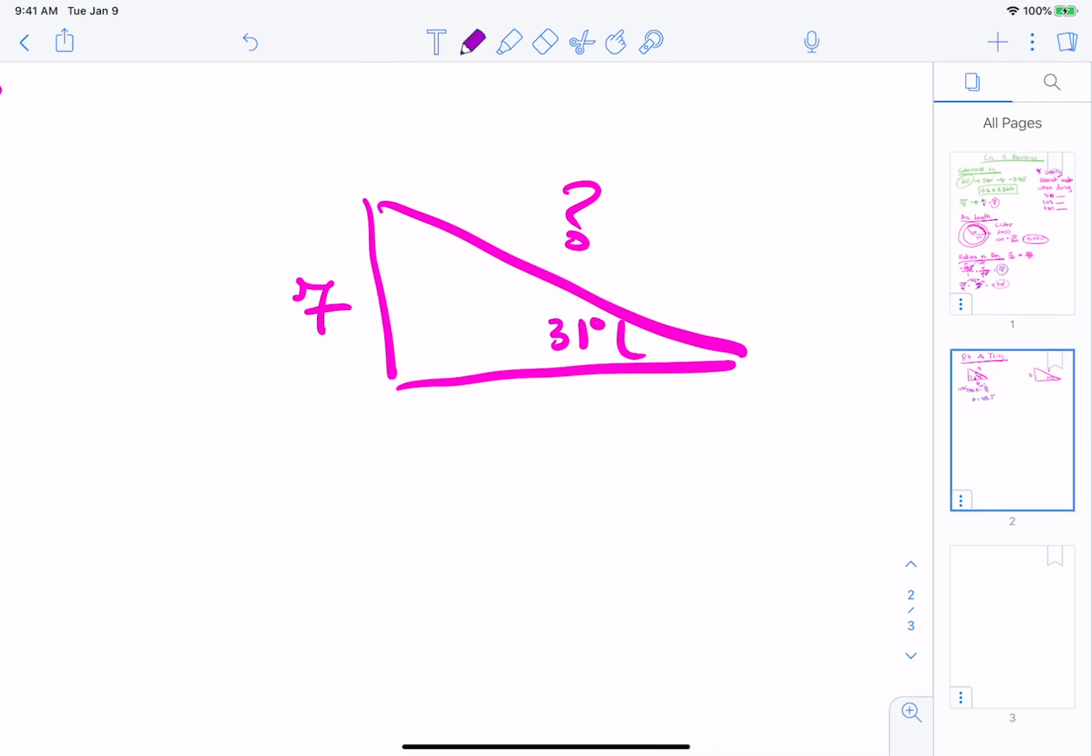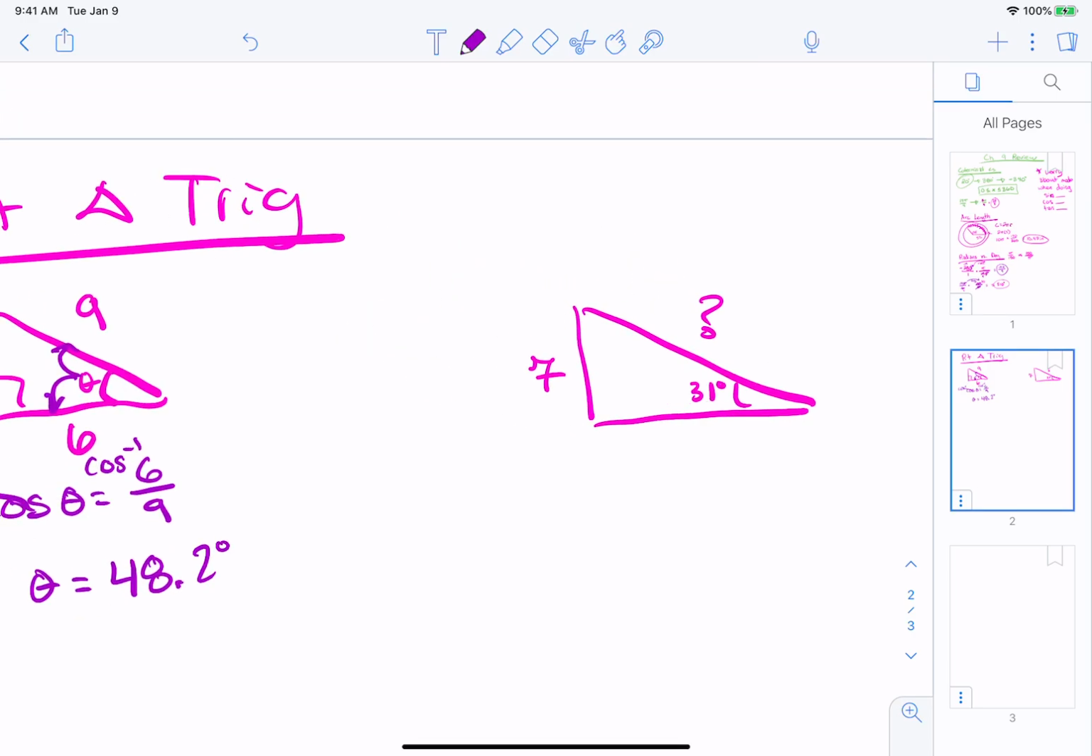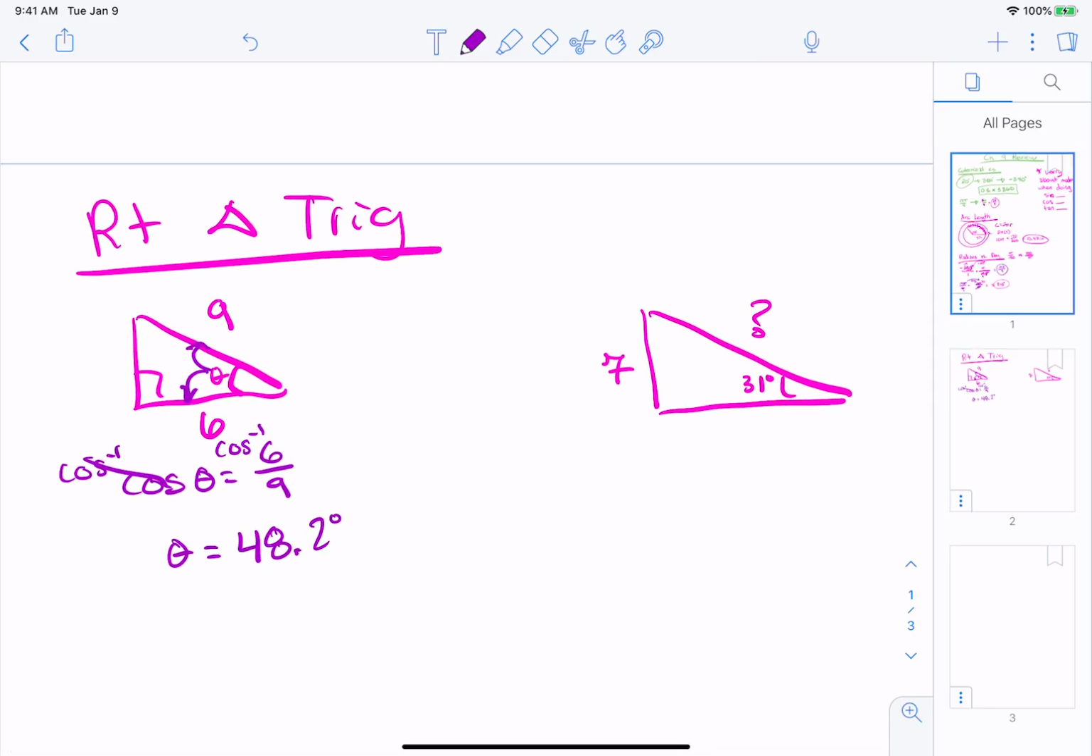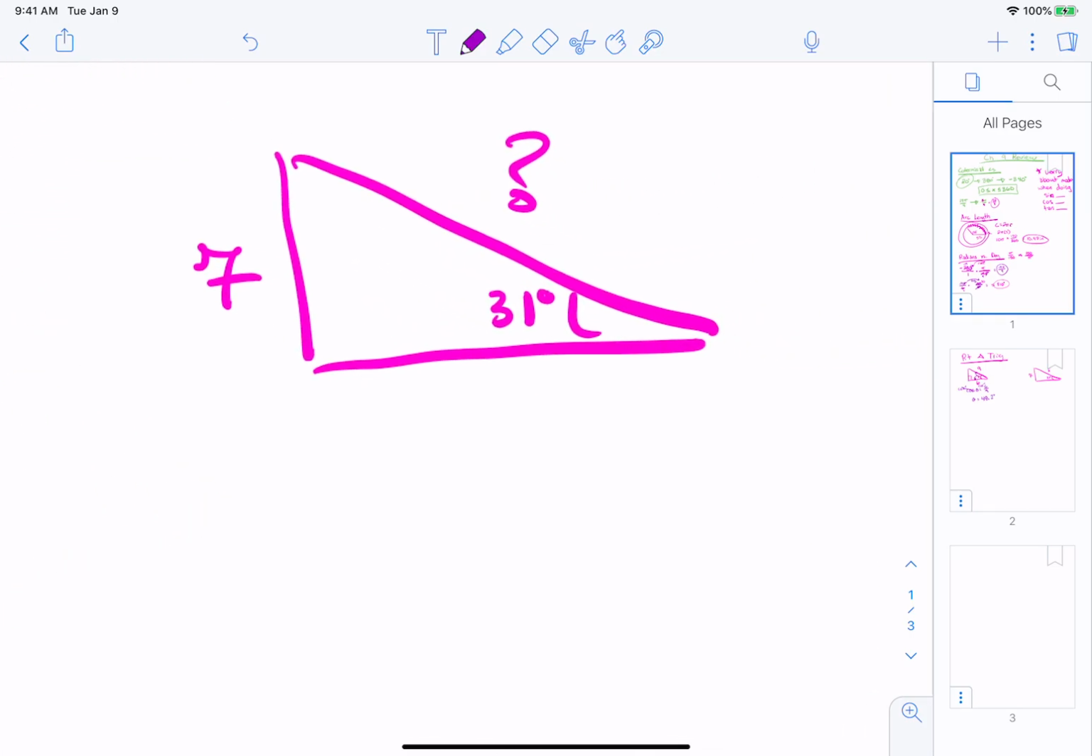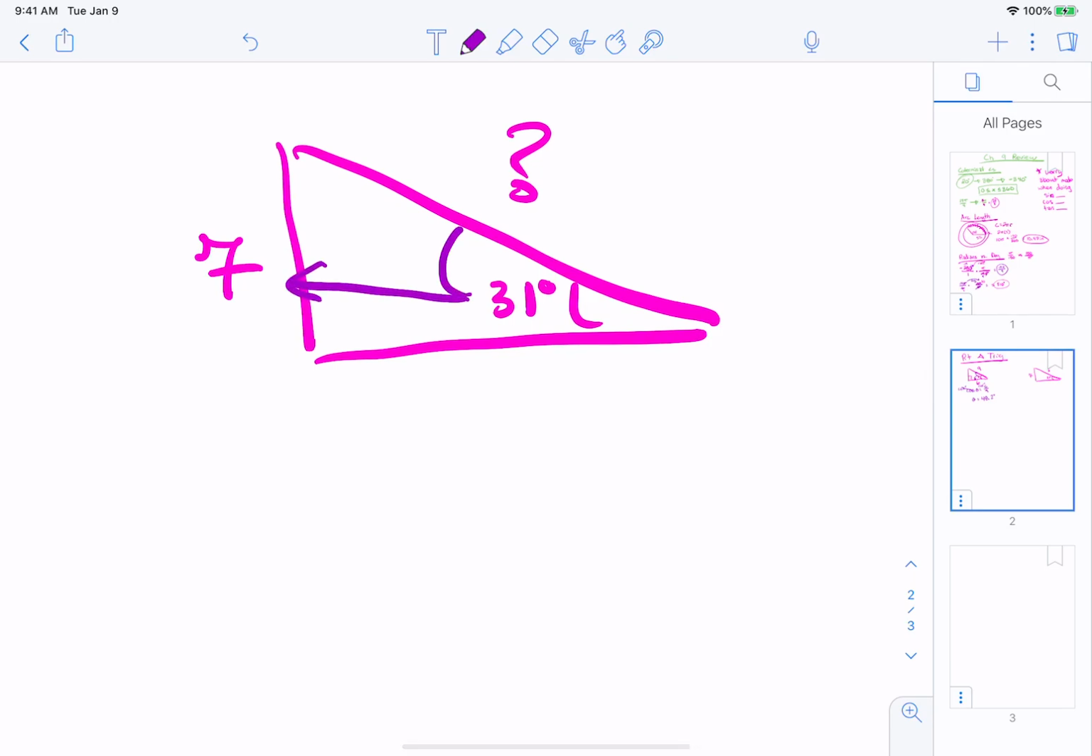Now, this one, you definitely have to have it in one versus the other. Which one do you have to have it in for this one? Look at what you're given. You're given 31 degrees, so this one has to be degrees. This one you were solving for the angle, so I can represent my angle as either radians or degrees, it doesn't matter. This one has to be degrees because I give you 31 degrees. So 7 is opposite. The question mark, we'll call it x, is the hypotenuse, so we're going to use sine. Sine of 31 equals 7 over x.